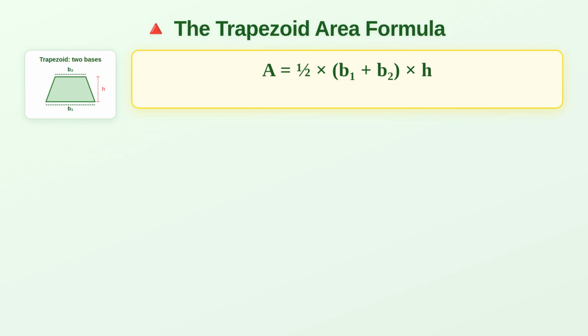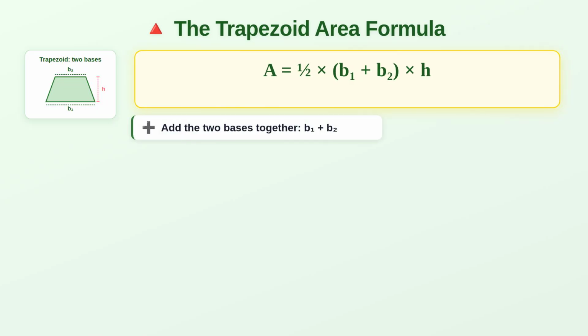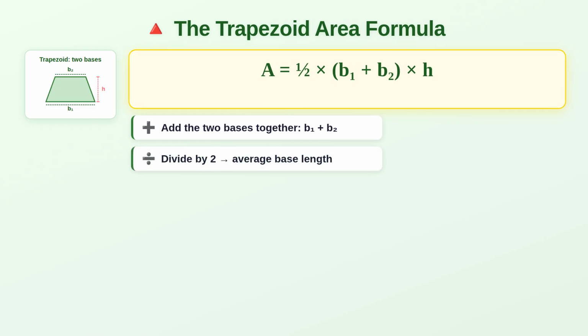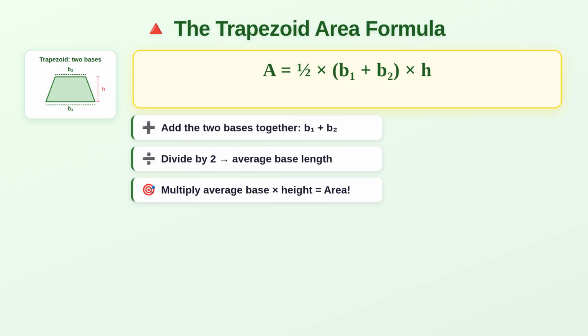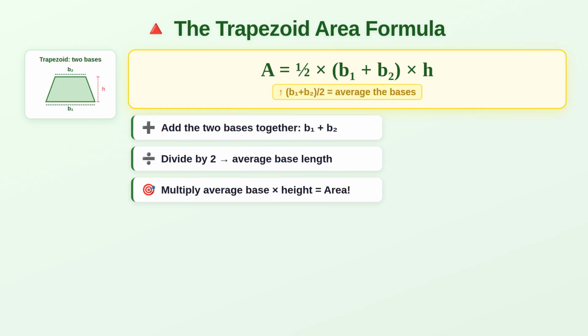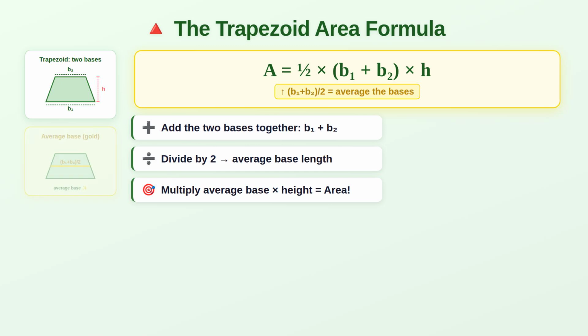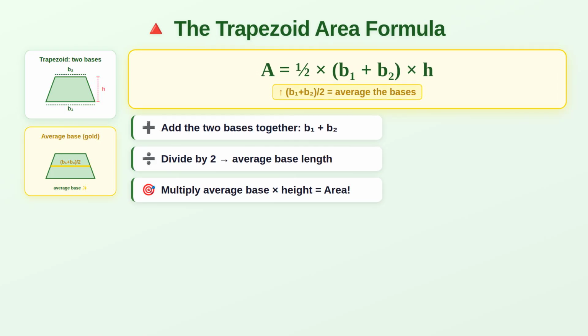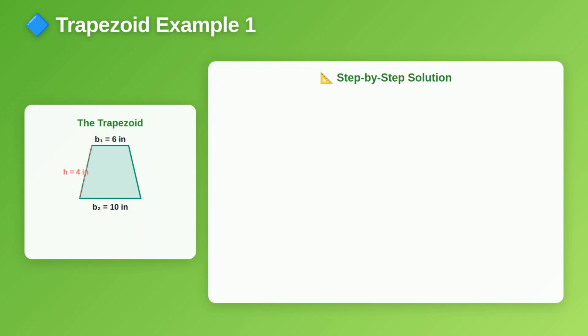Here's the trapezoid formula, and it's genius once you understand it. Area equals 1/2 times the quantity B1 plus B2 times height. What's it really doing? It's averaging the two bases, adding them and dividing by 2, then multiplying by the height. Think of it this way. If both bases were the same, it'd just be a parallelogram. Since they're different sizes, we take their average. Maya thinks of it like finding the middle base and using that. Pretty clever, right? Let's help Maya solve her first trapezoid problem.